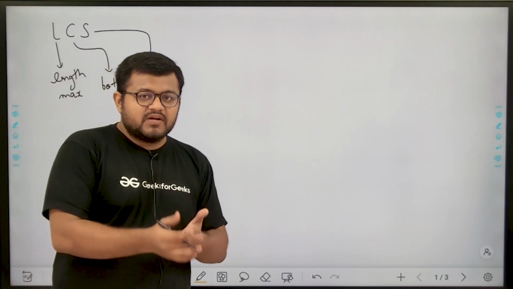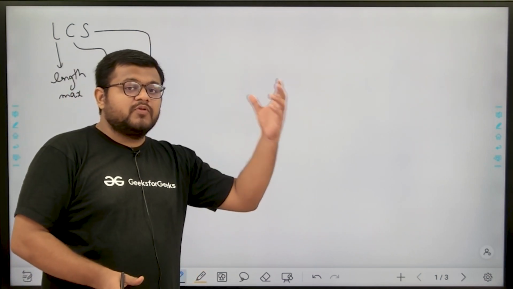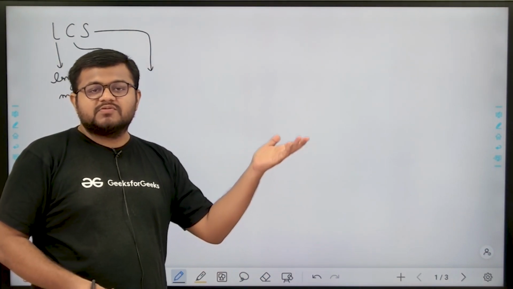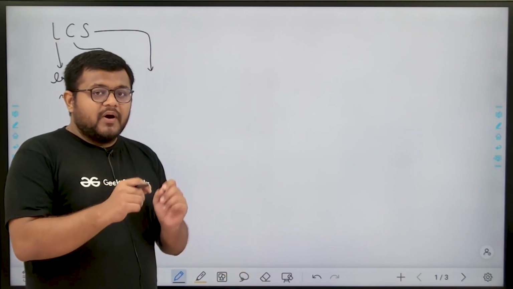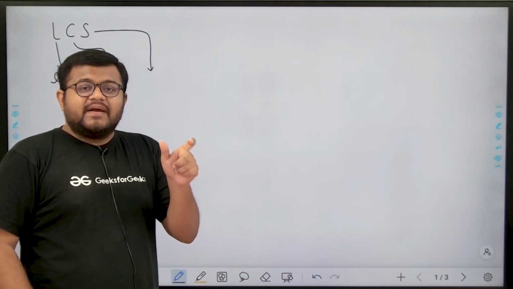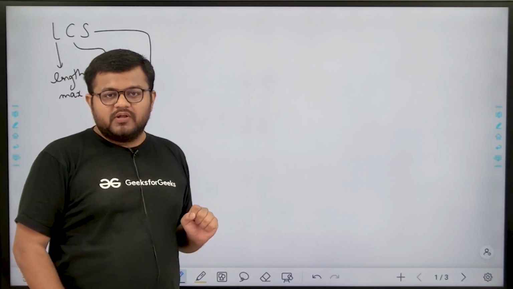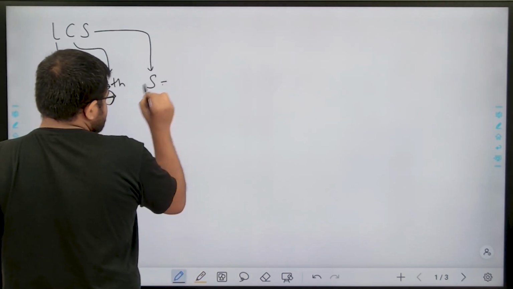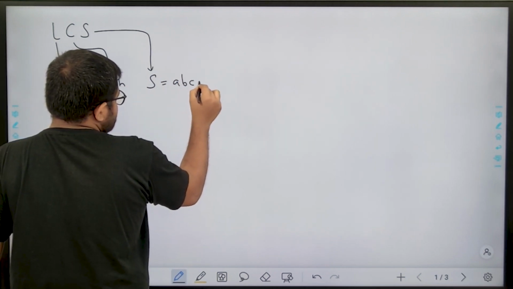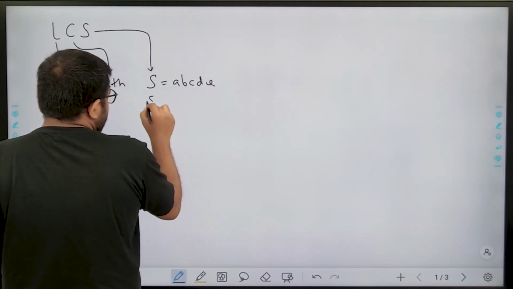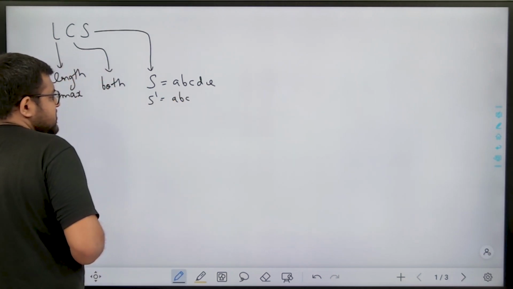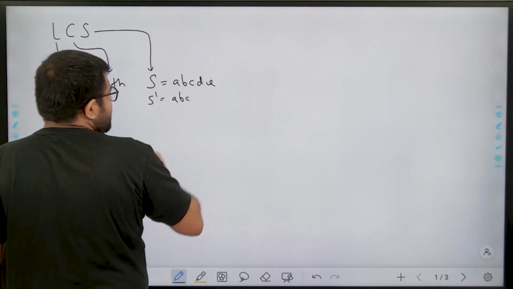Subsequence is nothing but a sequence which can be obtained from the original sequence by deleting some or none of the characters from the original sequence. But the order of the characters remaining should be the same as the original sequence. For example, if I have a sequence S equals A, B, C, D, E and S dash equals A, B, C, is S dash a subsequence of S? Yes, I deleted D and E.